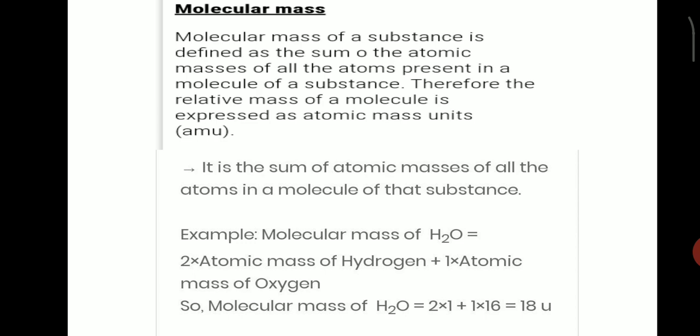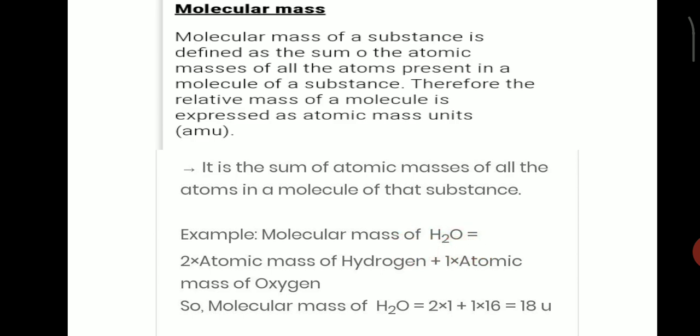So how will we calculate? Sum of the atomic masses of all the atoms in a molecule. ഒരു മോളിക്യൂളിനകത്തുള്ള വ്യത്യസ്തമായ ആറ്റംസിൻ്റെ മാസുകൾ തമ്മിൽ കൂട്ടുന്നതാണ് molecular mass.